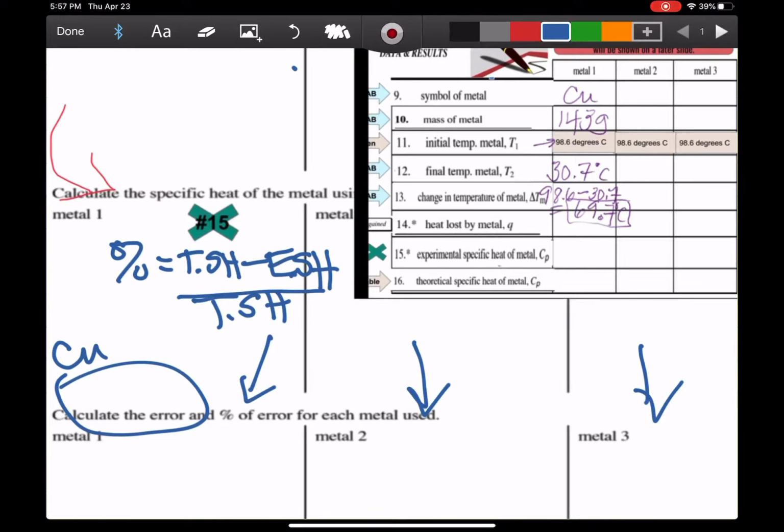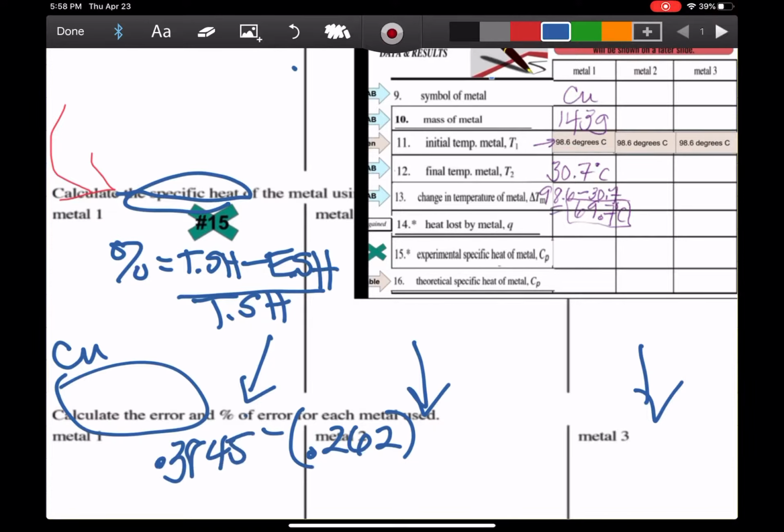So we just calculated the specific heat on the second question, and my answer for that came out to be 0.262. So that is the experimental, 0.262. And the actual specific heat you'll find on the table of specific heats when you look at this lab, and it says for copper 0.3845 joules per gram degree.